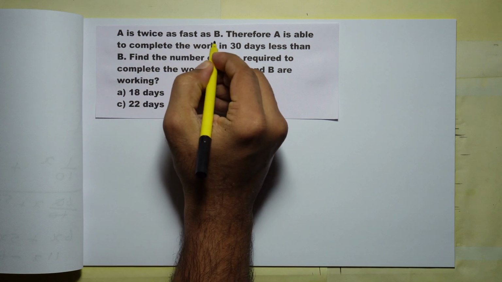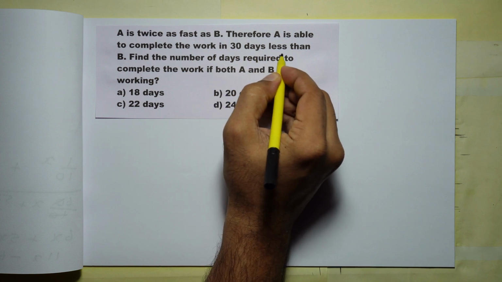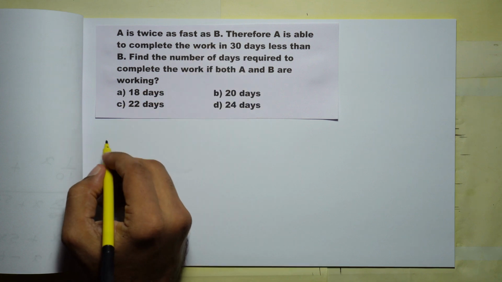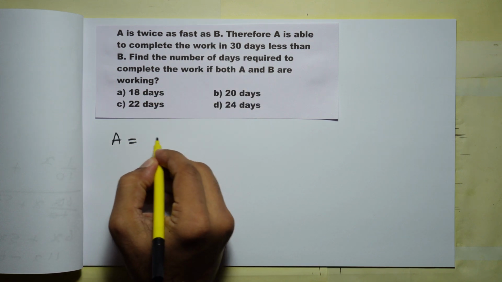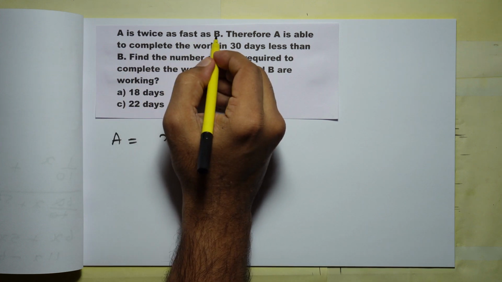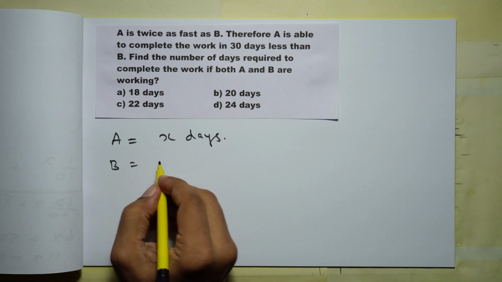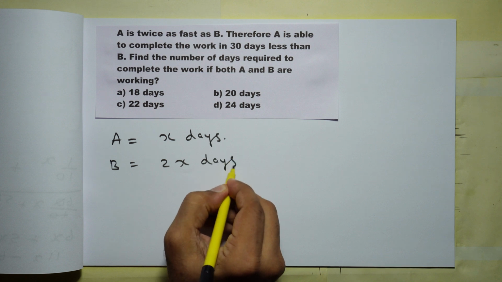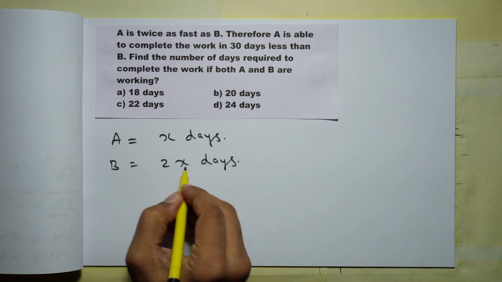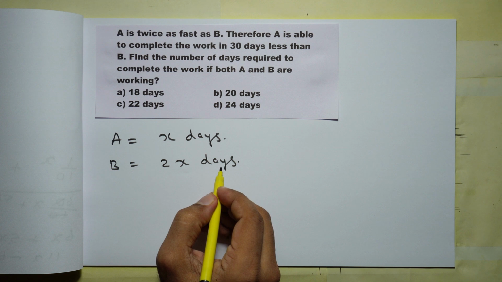A is twice as fast as B. Therefore, A is able to complete a work in 30 days less than B. Now, A is twice as fast as B. So, we'll just assume that A can complete the whole job in x days. B will do only half the amount of work done by A, so B will require twice the time. So, if A takes x days, then B will take 2x days.